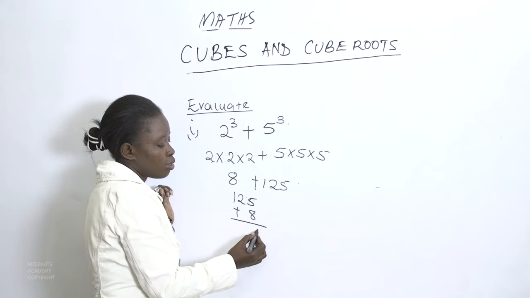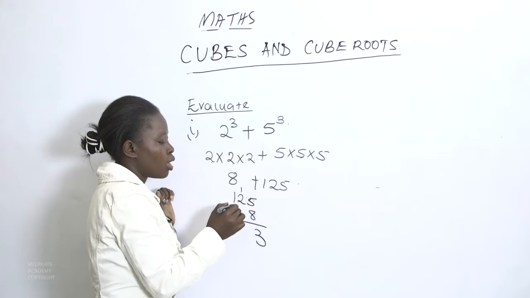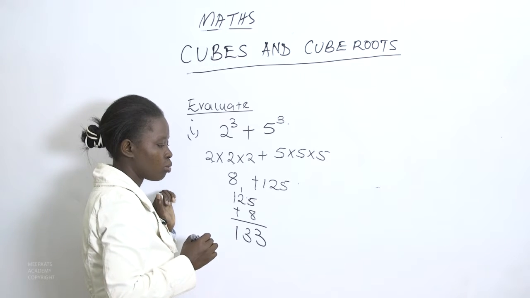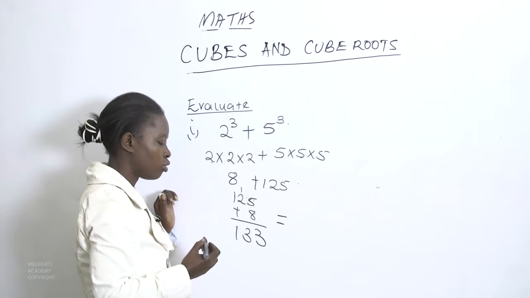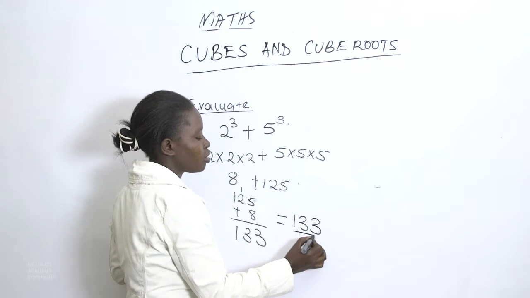5 plus 8 is 13. Write 3, carry 1. 1 plus 2, 3. Then 1 plus 0 is 1. So it means that if I add 8 plus 125, it gives me 133.